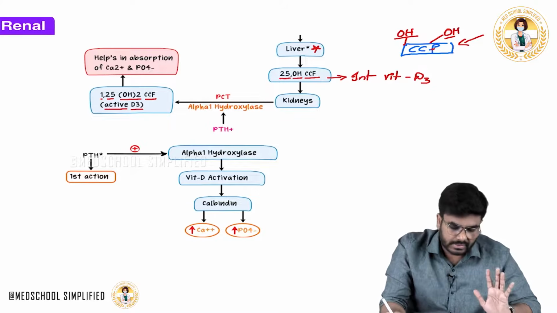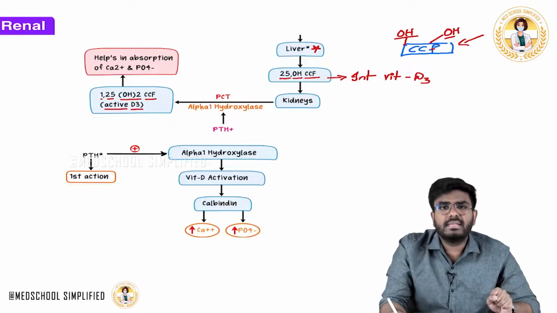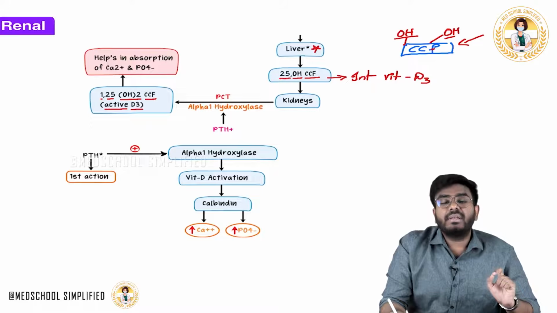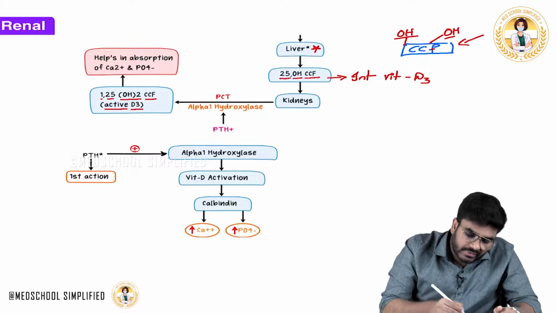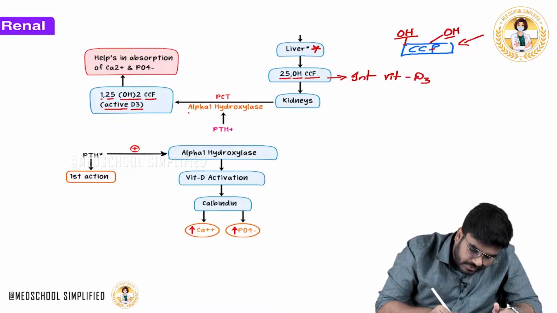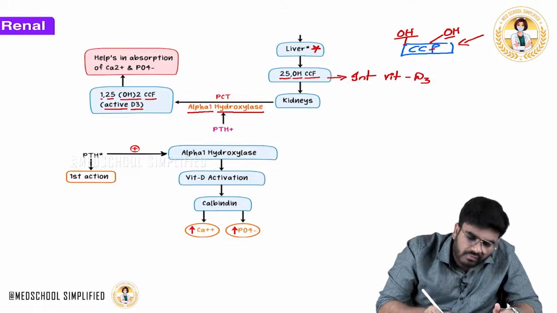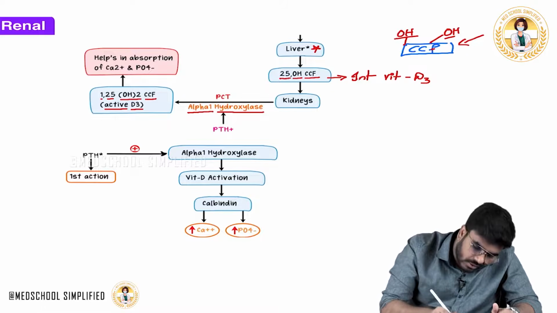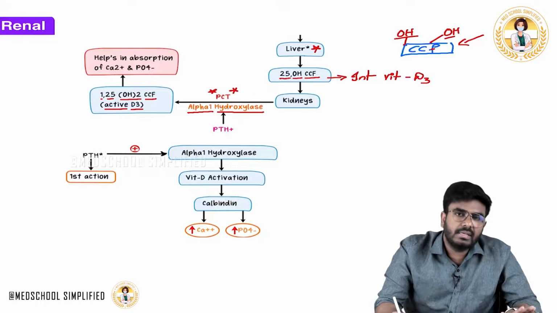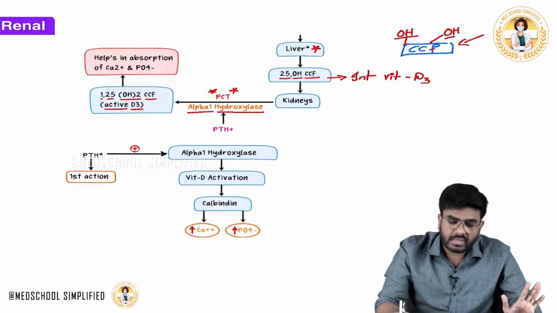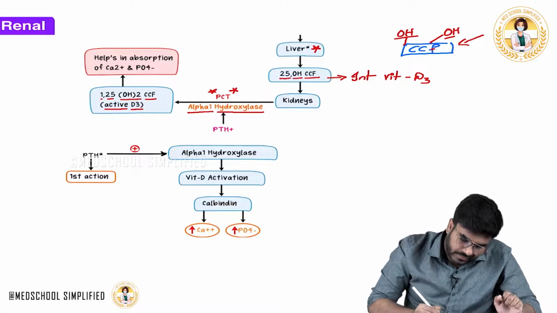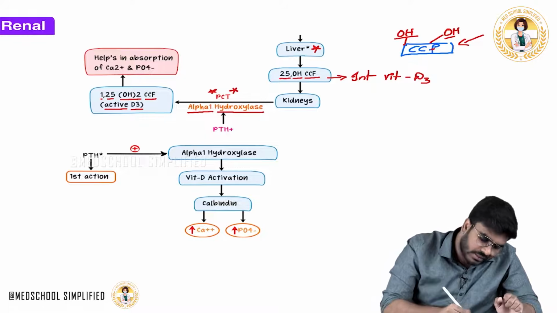Now an important point is, why is activation of vitamin D3 happening only in the PCT? Because for this activation you need an enzyme called 1-alpha hydroxylase, or alpha-1 hydroxylase. This alpha-1 hydroxylase is present in the PCT. Now this alpha-1 hydroxylase is going to convert inactive vitamin D into active vitamin D. Completed.